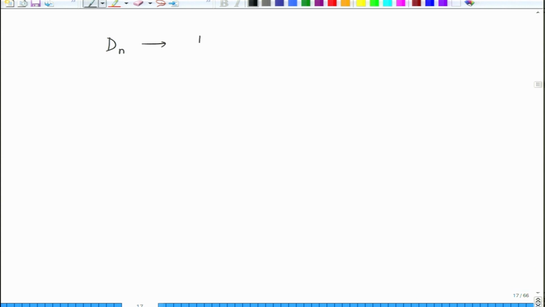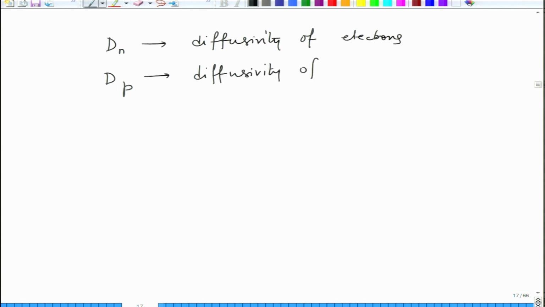You can write them in a more general form, where Dn is the diffusivity of electrons and Dp is the diffusivity of holes. The units of these are in centimeter square per second, whereas the units of nh and ne are per meter cube or centimeter cube. In this case we will take per centimeter cube.